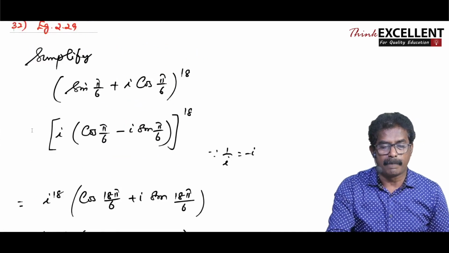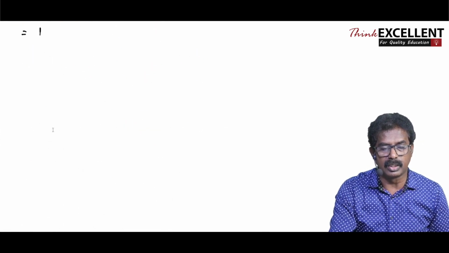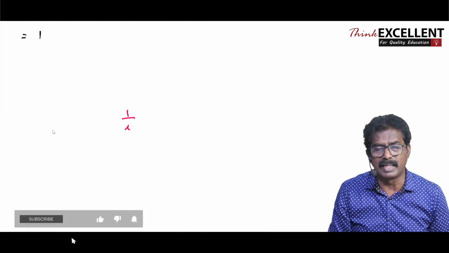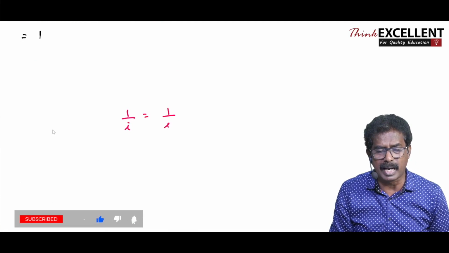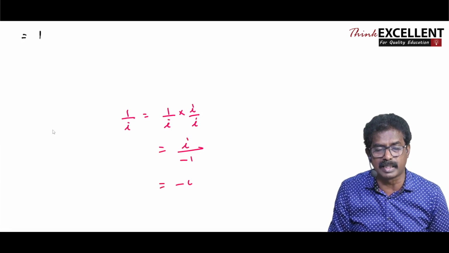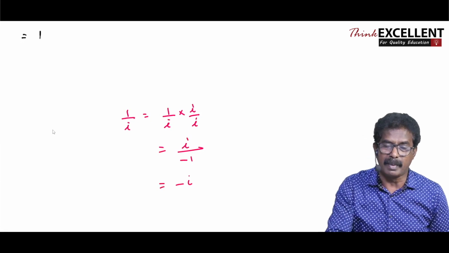Next question, you see. Look at this question before doing it. You know what is de Moivre's theorem? What is the value of 1 by i? 1 by i, you multiply i by i. 1 into i is i. By i into i is i square, minus 1. So your answer is minus i. Remember, 1 by i value is minus i.